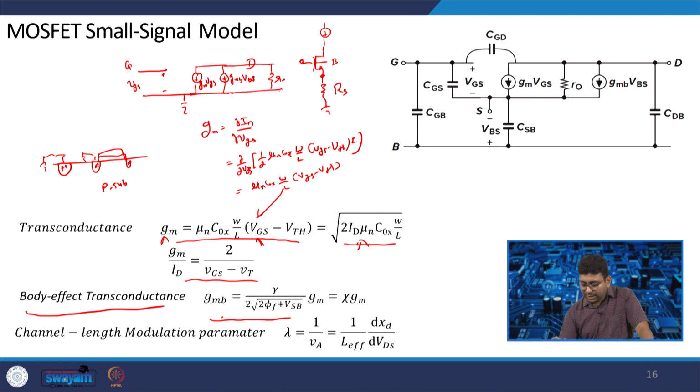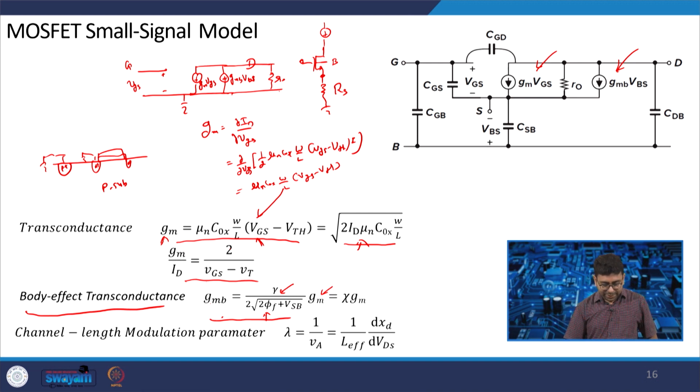So, that is why both GM VGS and GMB VBS are mentioned. This is about the body effect transconductance GMB, and it is a function of phi F that we have seen, and this is a process dependent parameter gamma, and this is GM.